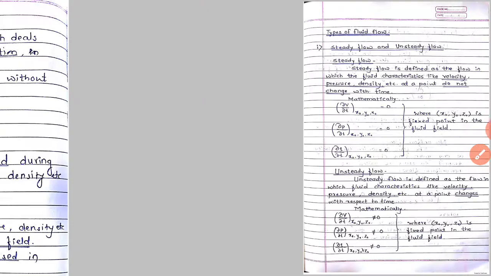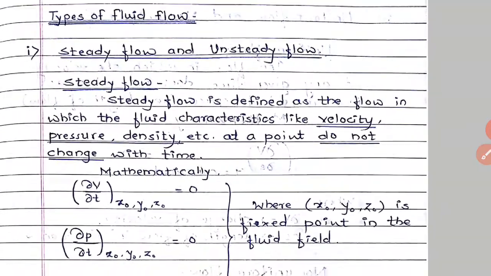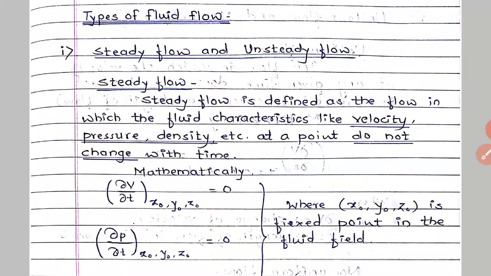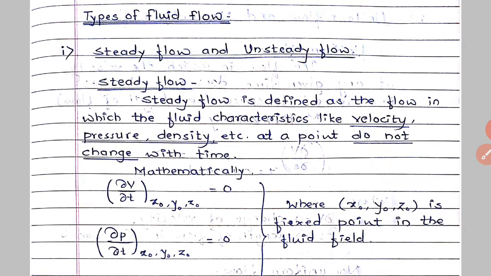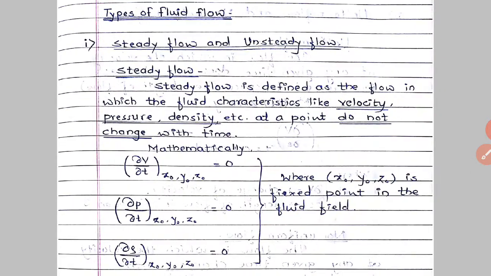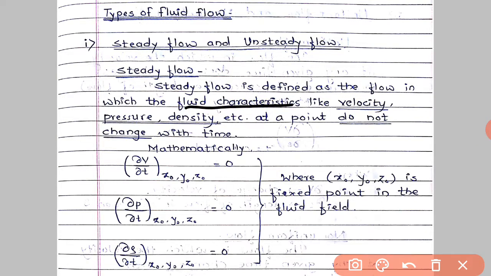Now we are going to see different types of fluid flow, in which the first type is steady and unsteady flow, second is uniform and non-uniform flow, third is laminar and turbulent flow, then compressible and incompressible flow, then rotational and irrotational flow, and last, one-dimensional, two-dimensional and three-dimensional flow. So first we are going to see steady flow and unsteady flow. In steady flow, we have to consider different fluid characteristics with respect to time.